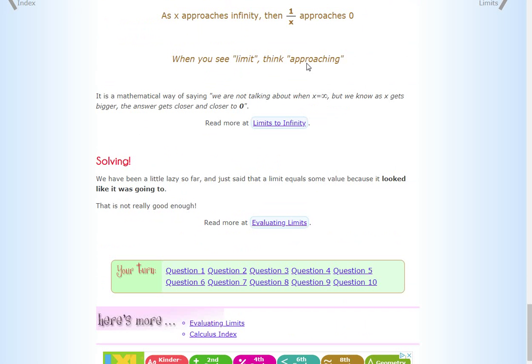The last thing I want you to write down from this part is that when you see the limit, you should think approaching. When you have the limit symbol, it means you want to see what happens as it is approaching the value.